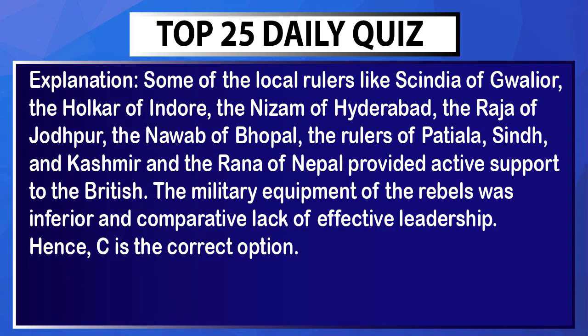Explanation: some of the local rulers like Scindia of Gwalior, the Holkar of Indore, the Nizam of Hyderabad, the Raja of Jodhpur, the Nawab of Bhopal, the rulers of Patiala, Sindh and Kashmir, and the Rana of Nepal provided active support to the British. The military equipment of the rebels was inferior, and there was a comparative lack of effective leadership. Hence, C is the correct option.